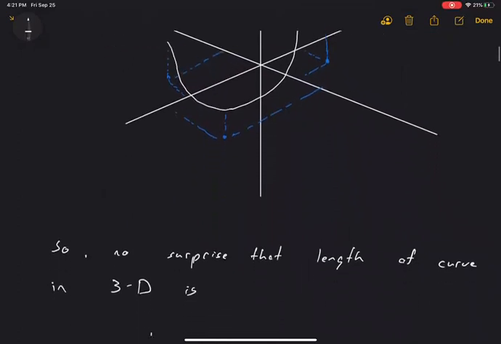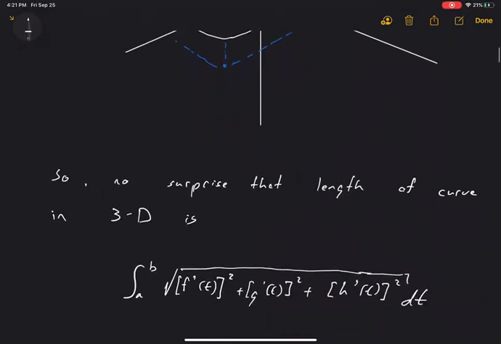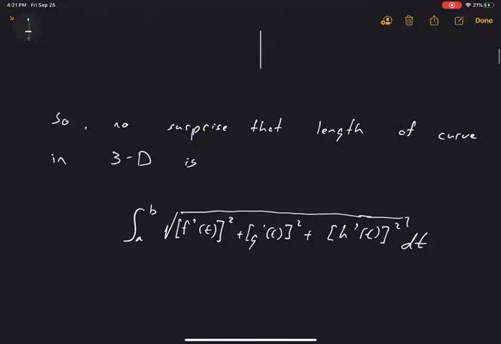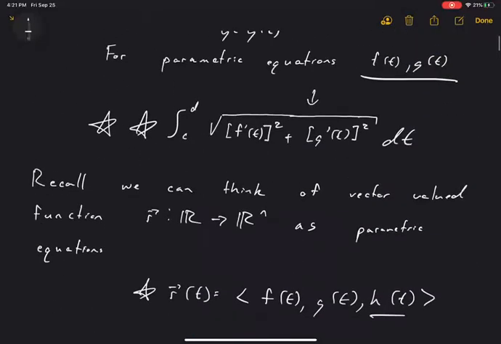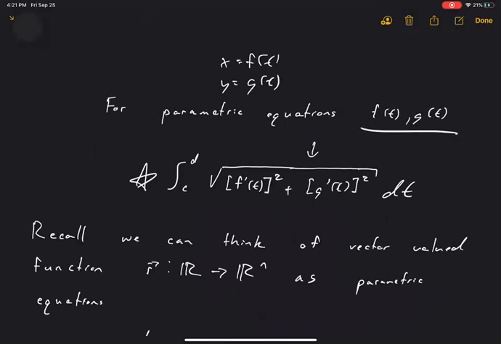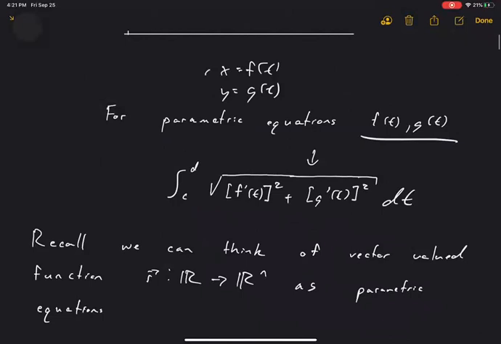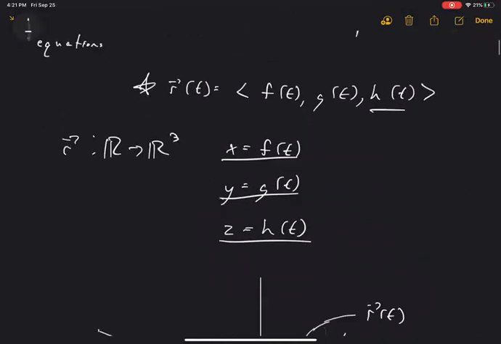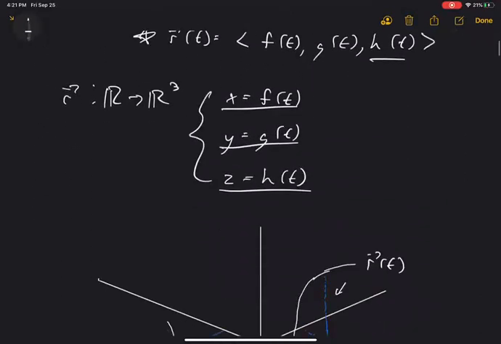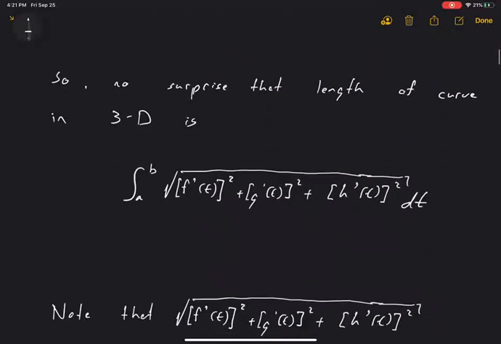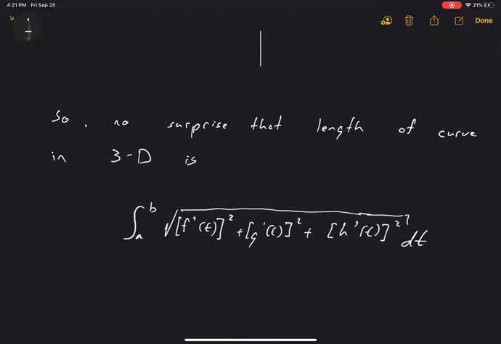And it shouldn't be too much of a surprise that we can just extend our previous idea of arc length, right? There's really not much difference between what we're talking about here with x equals f of t and what we're talking about here. It's just we have one more dimension, right? So really the only thing I do to modify my formula is to add this h prime of t. Okay. So let's just examine this formula and see what's going on.